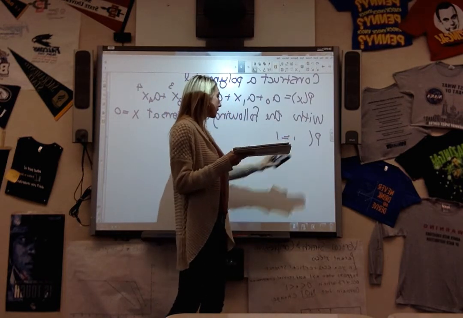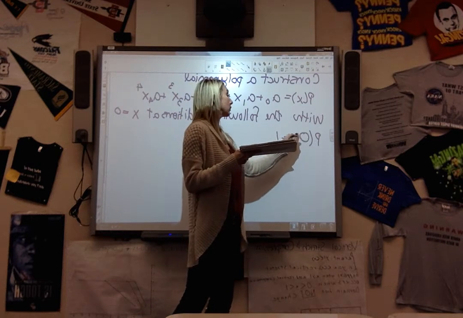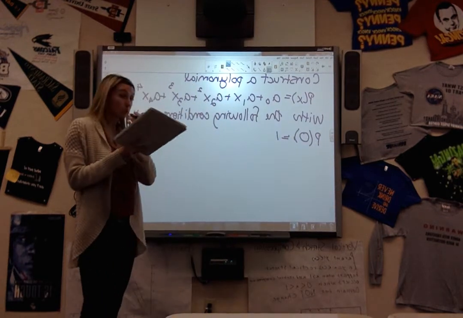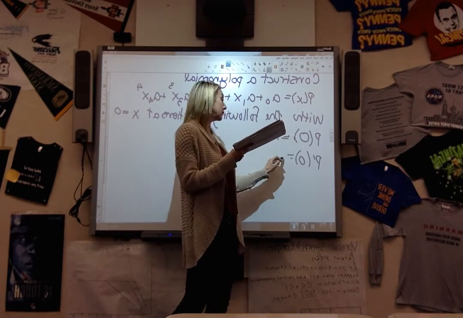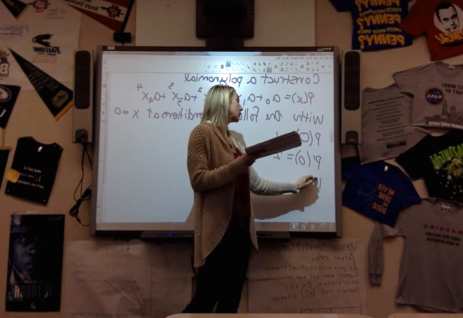Oh my gosh, my handwriting's sketchy. We'll make that a 0. My polynomial at 0 is 1. My first derivative value is 2. And these are just generic values.